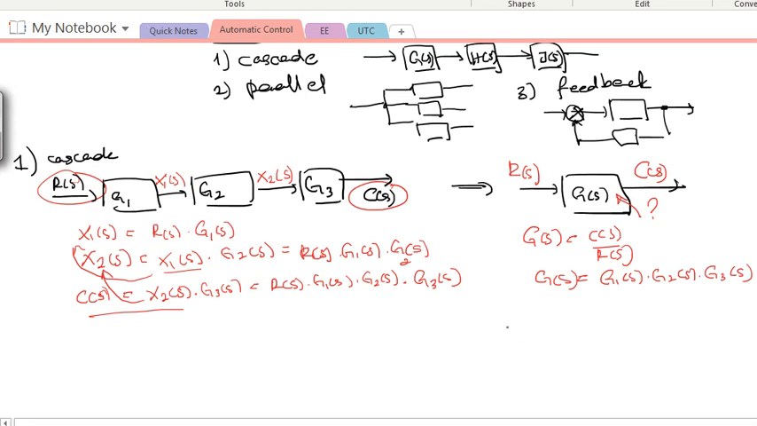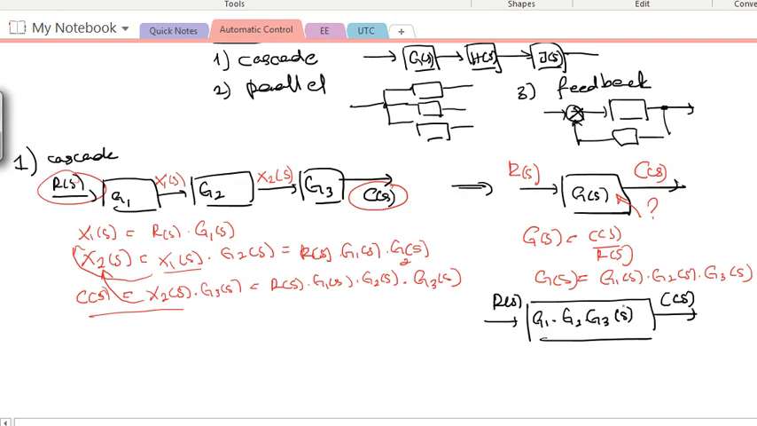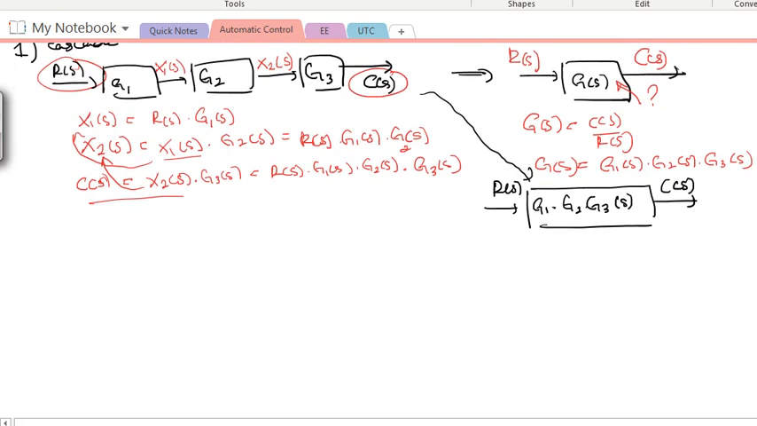So this is also equal to, you have RS in input, and inside you have G1, G2, G3, CS. So it is the exact same thing. This can be simplified into this. So that is for cascade. I think it's pretty easy and straightforward.